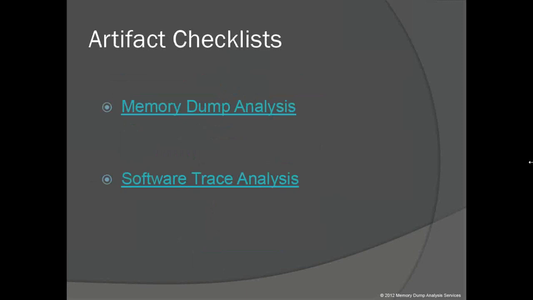Now we briefly cover checklists. They should be artifact-based, such as, for example, checklists for memory dump and software trace analysis. Of course, there are some common checks, so they should be factored out into a more general level. This leads to layered checklists. Again, when you get this presentation, you will also see these links for checklist examples.